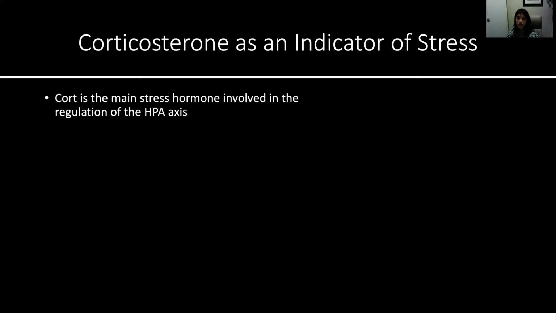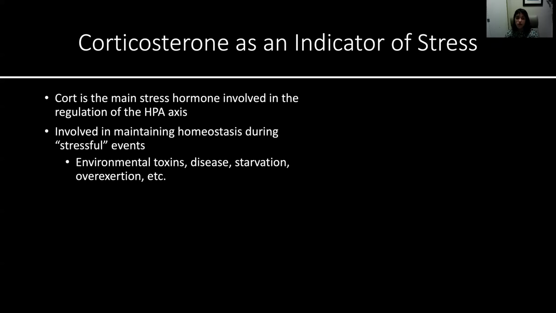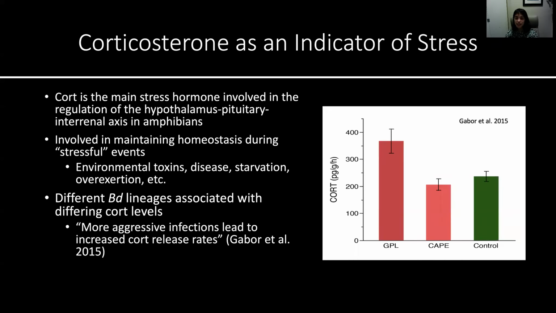As a proxy for physiological stress, we use corticosterone, also known as CORT, which is a metabolic hormone in the glucocorticoid family. This is because CORT is heavily involved in the stress response of an individual to maintain homeostasis during a stressful event. And these stressful events can be anything from environmental toxins to disease. It's also important to note that previous studies have seen interactions between CORT levels and BD infections in frogs, such as in this figure from a previous study showing the global pandemic lineage, or GPL lineage, leading to increased CORT release rates in midwife toads specifically.